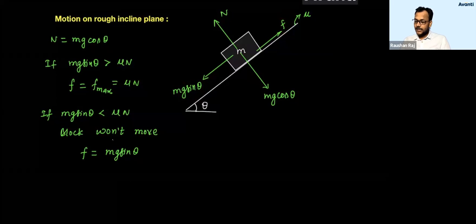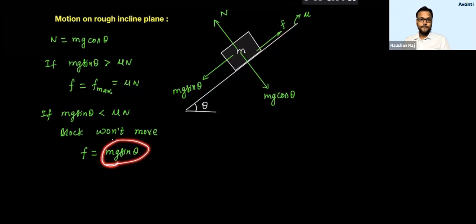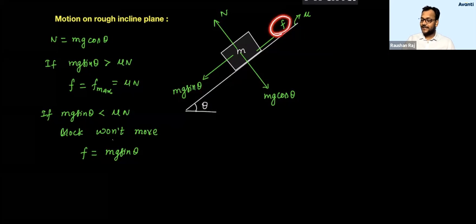So if the friction force is sufficient to hold this, or the maximum value of F is equal to mg sin theta, I'll say the block is not going to move. If the maximum friction value is less than mg sin theta, the block will move.